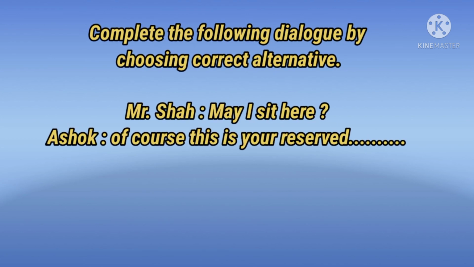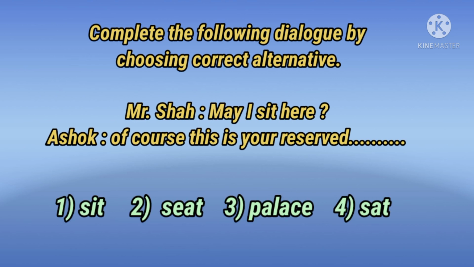Next question. Complete the following dialogue by choosing the correct alternative. Mr. Shah says, may I sit here? Ashok says, of course, this is your reserve dash. First option is sit, second is seat, third is palace, fourth is sat. And our answer is option number 2, this is your reserved seat.